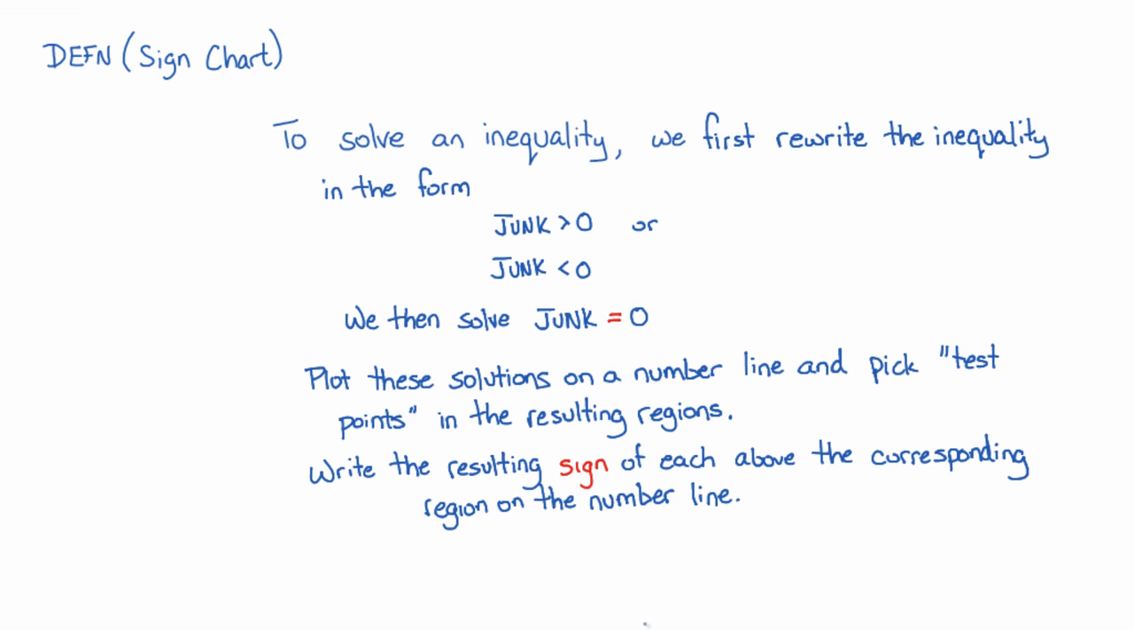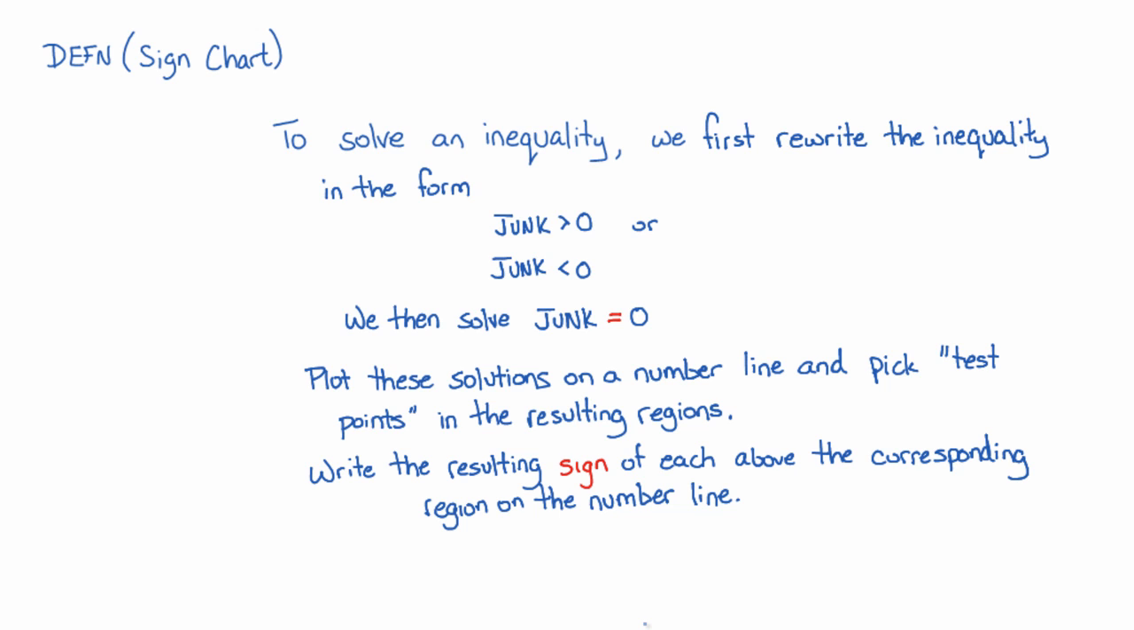And actually, perhaps I should write down the idea of what we would do to solve an inequality, and that actually gives us the idea of what a sign chart is. To solve an inequality, first we rewrite the inequality in the form stuff is greater than 0, or less than 0, or greater than or equal to 0, or less than or equal to 0. It doesn't really matter. It's just get 0 on one side, everything else on the other.